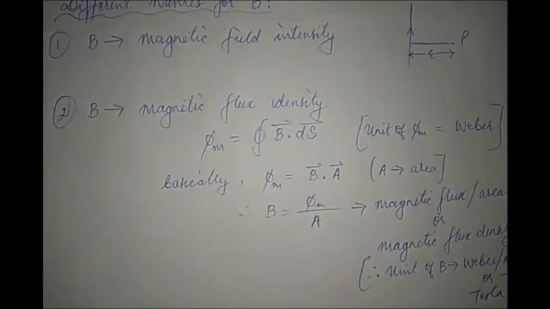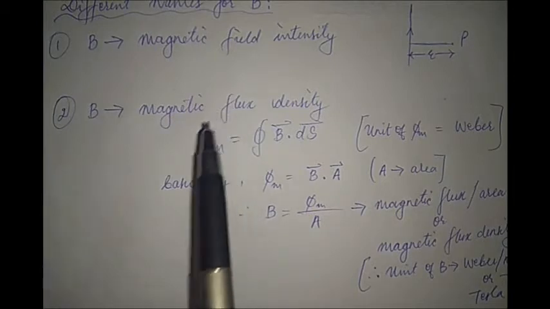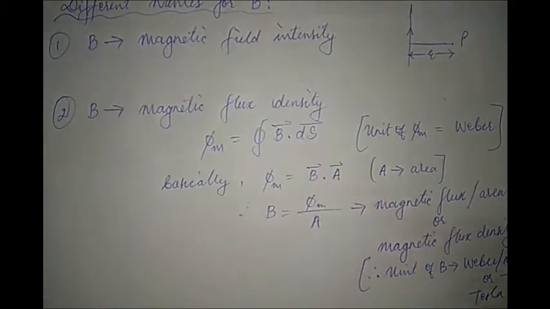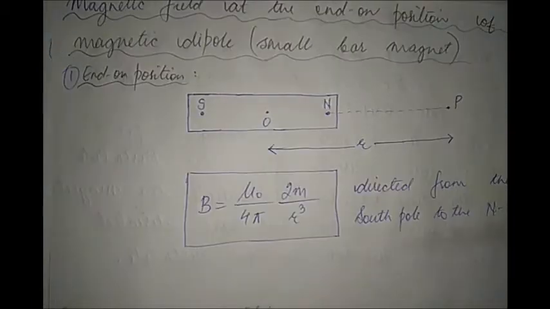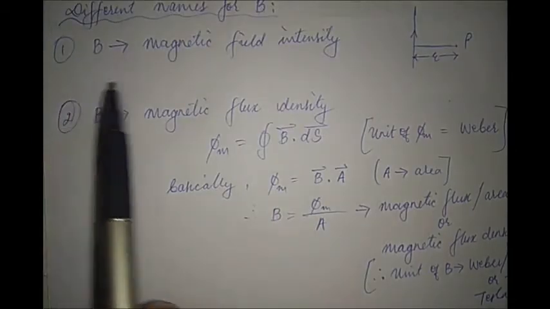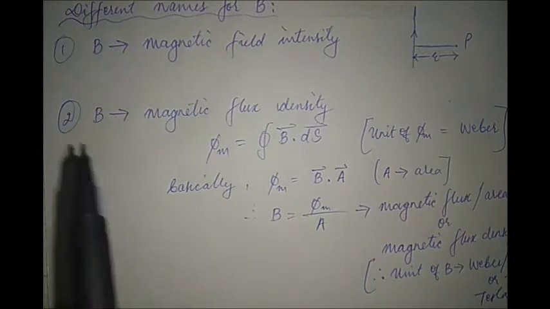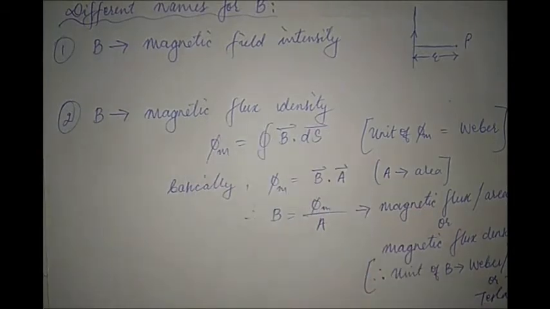Now let us give a look at some of the technical terms related to magnetism, starting with B. We've used the term magnetic field intensity for B whenever we were calculating the magnetic field at a certain point due to a current carrying wire, or for that matter, whenever we are to find the magnetic field at a certain point due to a bar magnet. Therefore, in these cases, B is called magnetic field intensity. The other name for B is magnetic flux density.